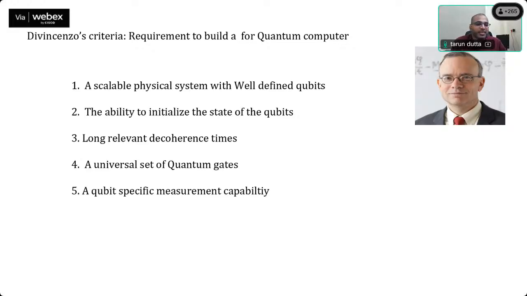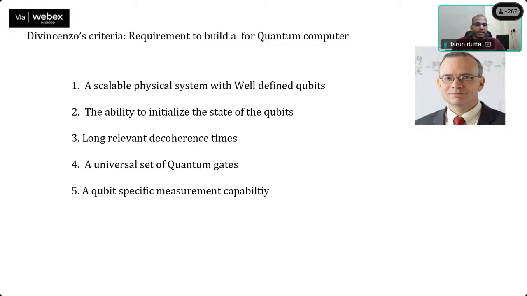Okay, thank you. So that is why we need not only gates but a universal set of gates, so that we can perform and implement any kind of algorithm. We can also design different kinds of quantum circuits.